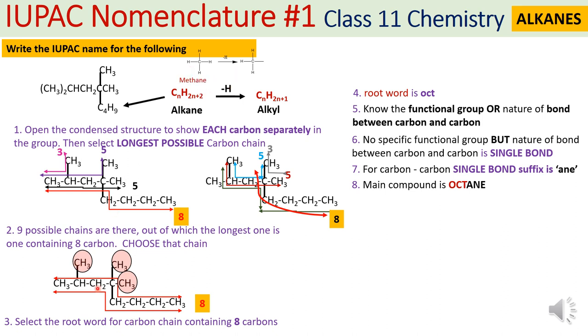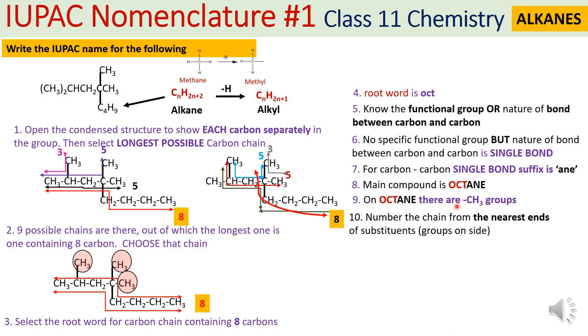So this is methyl, methyl, methyl. So there are methyl groups present. How many? 1, 2, 3 are present there. Octane has 3 methyl groups. So on this octane chain, there are 3 methyl groups.